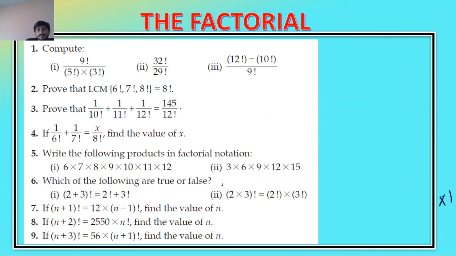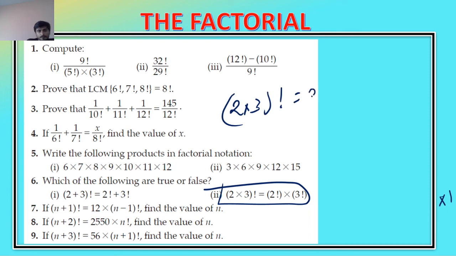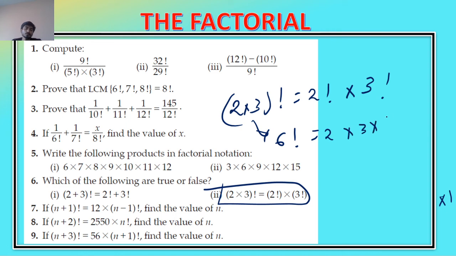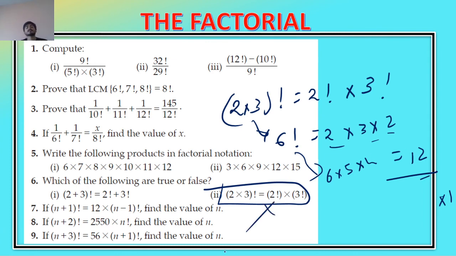So another part of the same question is 2 into 3 factorial. So this I can write as 6 factorial, while this will be written as 2 into 3 into 2. So again, this is also wrong, because 6 factorial is 6 into 5 into 4 into 3, while this is directly 12 only. So this is also false. Is it clear or not?